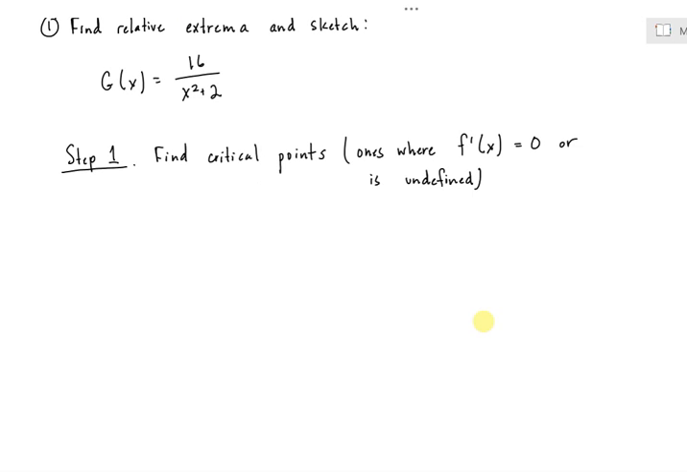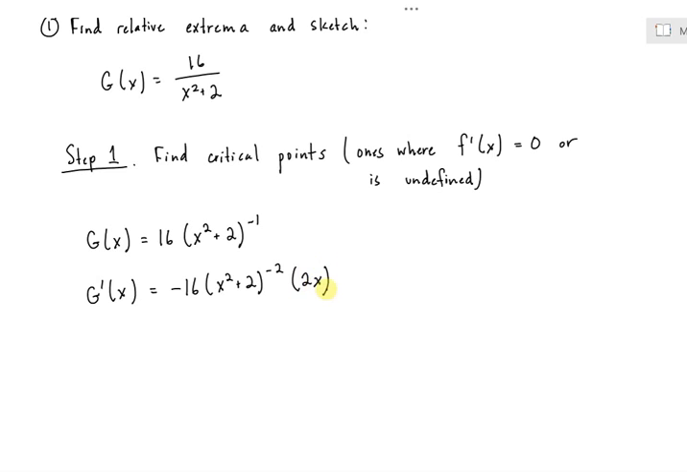Okay, so to do that I need to calculate the derivative. So I'm going to rewrite g of x like this. I'm just rewriting, I'm not taking the derivative. Now I'll take the derivative. This gives me g prime of x is negative 16 times x squared plus 2 to the negative 2 times the derivative of the inside, which is 2x. I just used the chain rule.